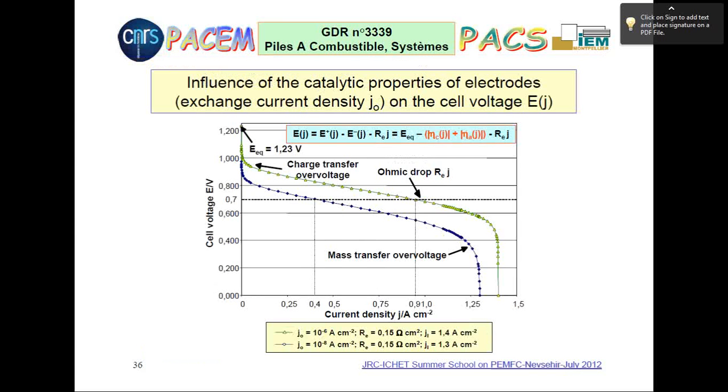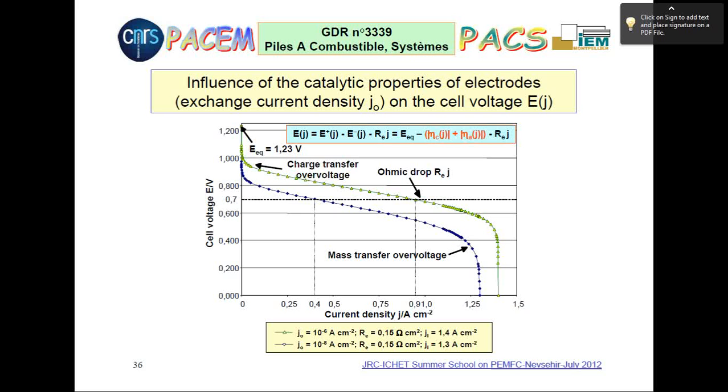Okay? The last example is the effect of electron transfer overvoltage. That's the effect of the catalyst. If you change the catalyst, you can change the exchange current density. That's where the catalyst acts like the exponential of minus activation energy, which depends on the catalyst.